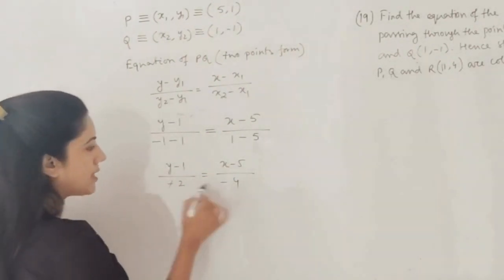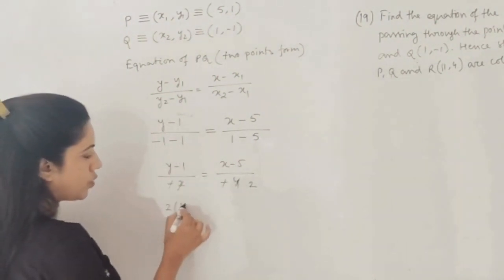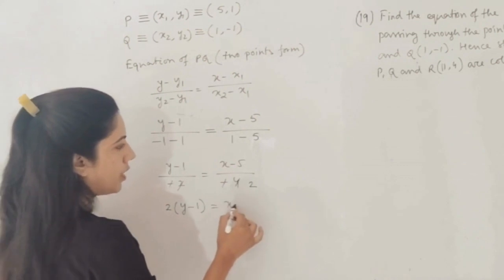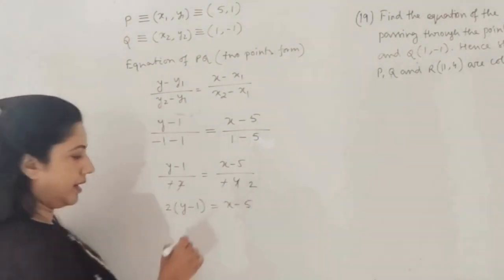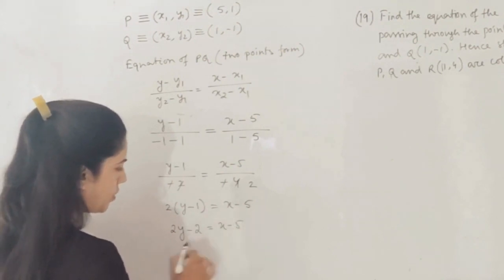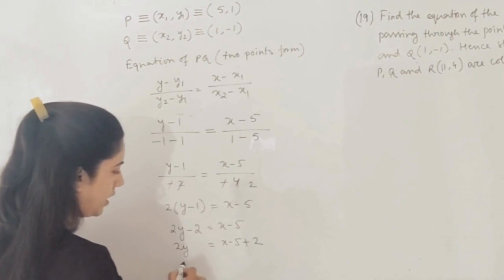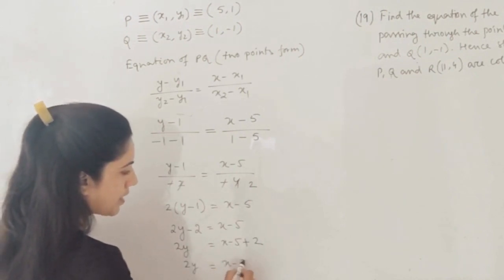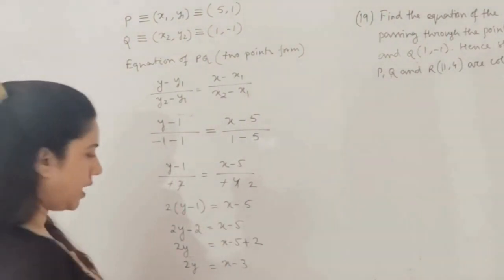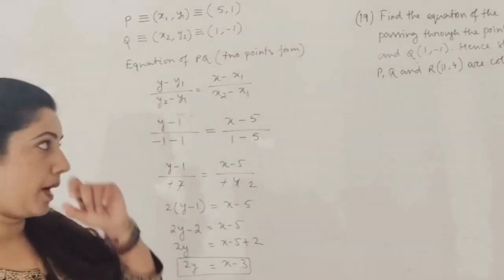So from here, minus and minus, and 2 will get cancelled. Get to this side, 2 whole into (y minus 1) is equal to x minus 5. Let us calculate this. 2y minus 2 equals x minus 5. 2y is equal to x minus 5 plus 2, that is 2y is equal to x minus 3. So this is the equation of the line, 2y is equal to x minus 3. This is the first part.